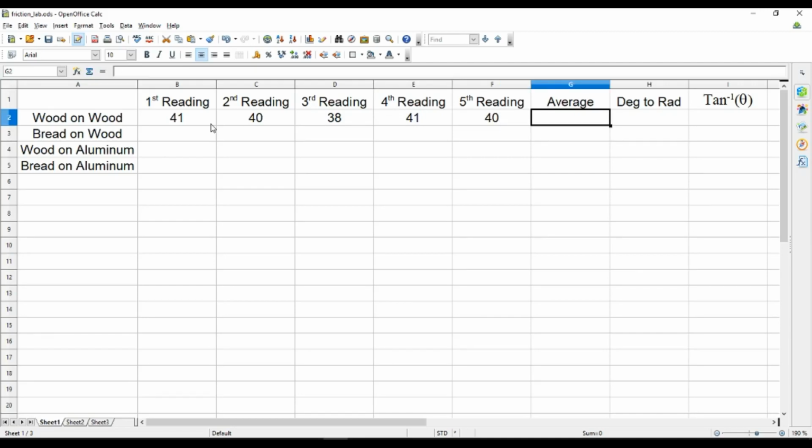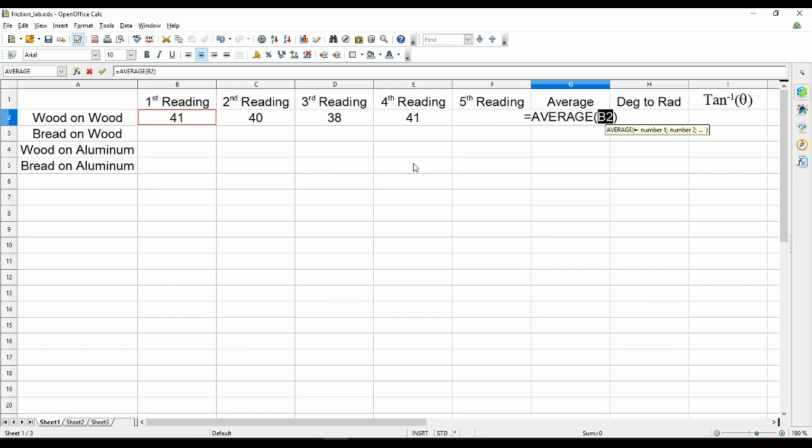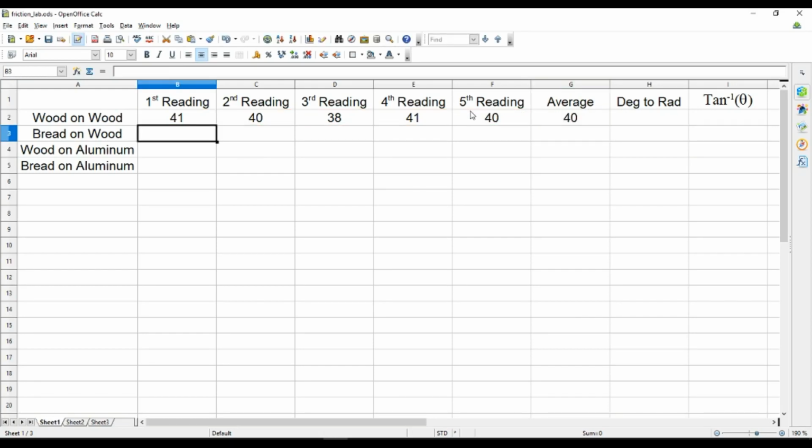To get the average, we type in equals average column B2 to column F2. Hit enter, and now we have our average. Next up is bread on wood.